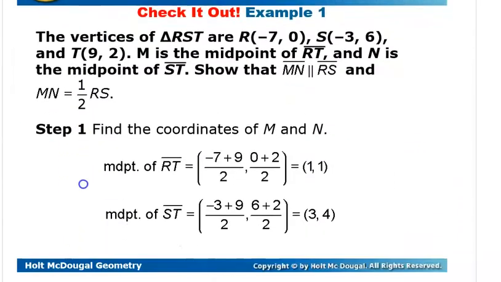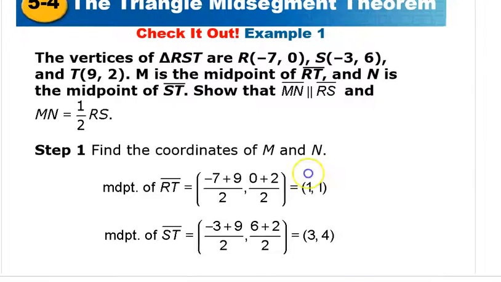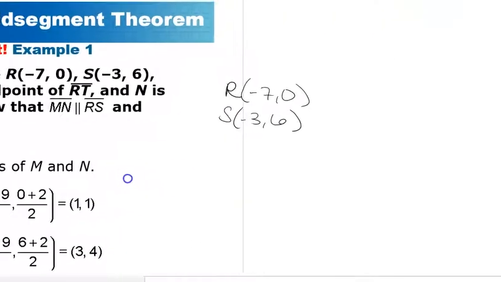Okay, we're going to do it again for this one. So we have all of our vertices of our triangle there, and I'm going to write them off to the side here. So we have R is (-7, 0), S is (-3, 6), and is it T? Yes, T is (9, 2).